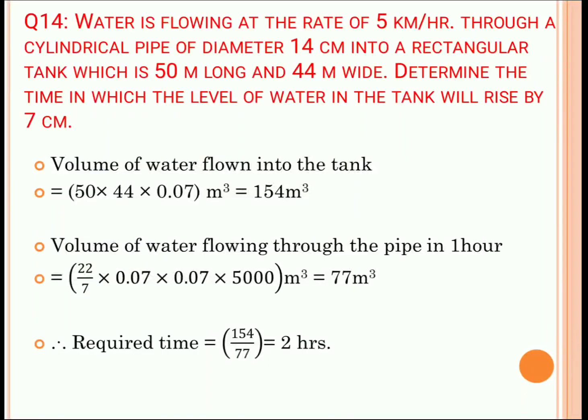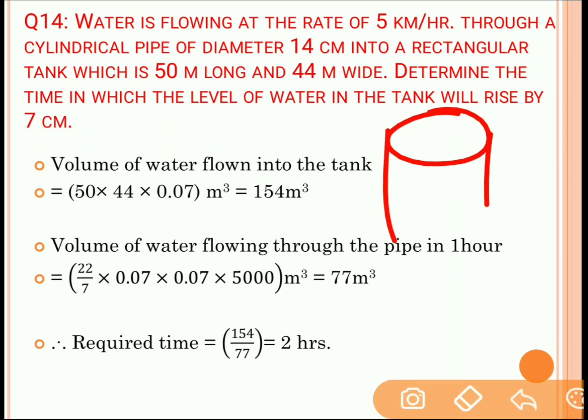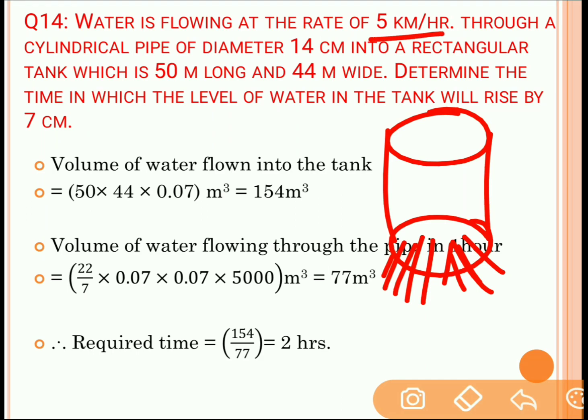Now let's move to the next problem. Water is flowing at a rate of 5 km per hour through a cylindrical pipe of diameter 14 cm into a rectangular tank which is 50 meter long and 44 meter wide. Determine the time in which the level of water in the tank will rise by 7 cm. Now in this case we have a cylindrical pipe and water is flowing through this cylindrical pipe. The rate of flow of water is 5 km per hour. Water from this pipe will fill up the tank.